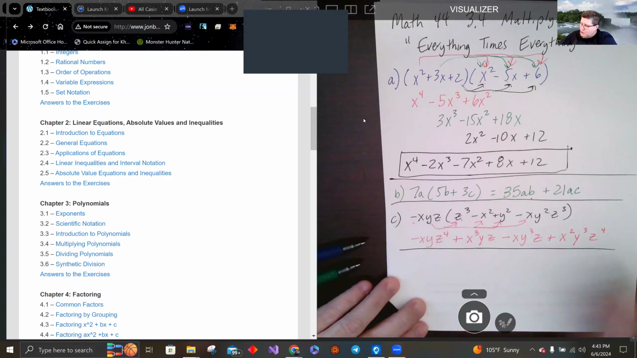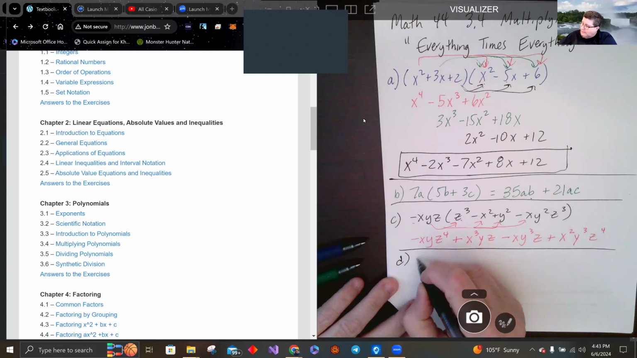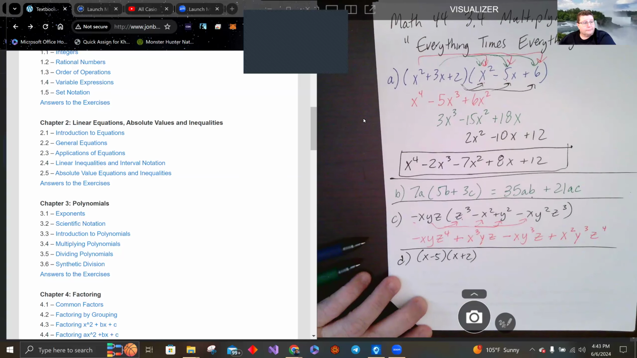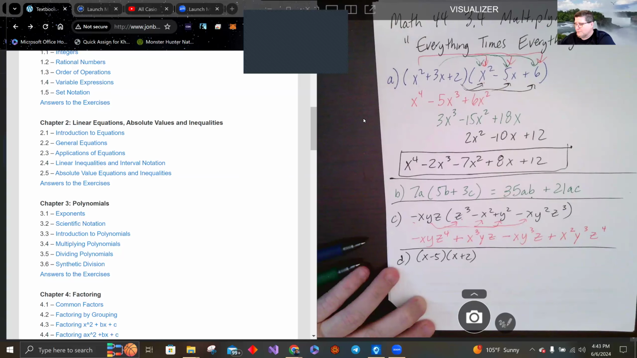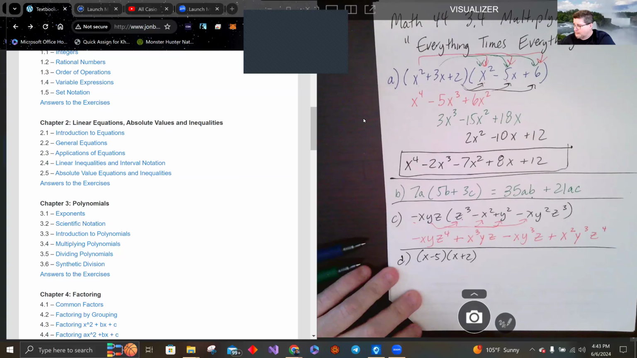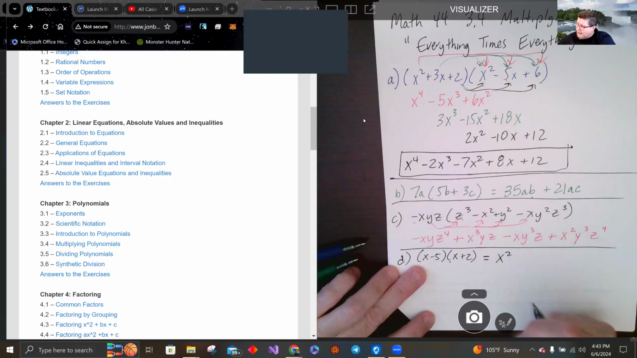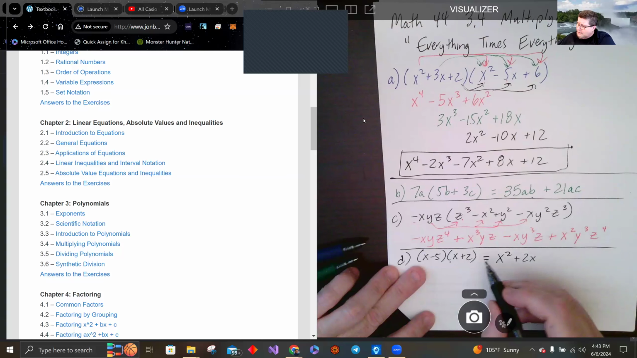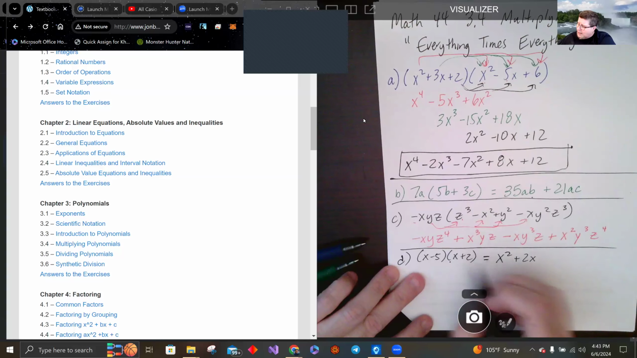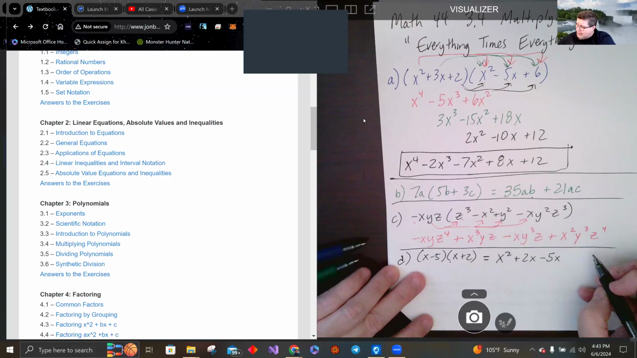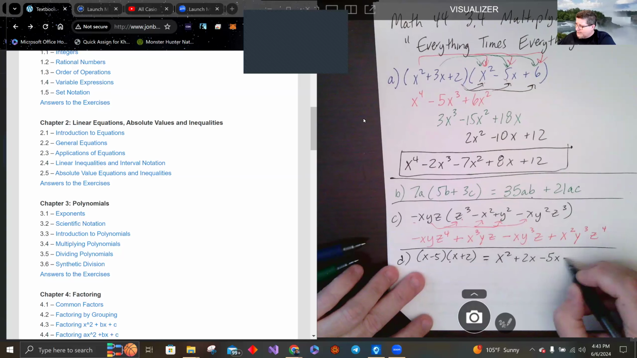Next one is two binomials. This is what you'll probably see the most in this class. Something where we have two terms in each parentheses. If I do x times x, I get x squared. If I do x times 2, I get plus 2x. If I do negative 5 times x, I get negative 5x. And if I do negative 5 times 2, I get negative 10.